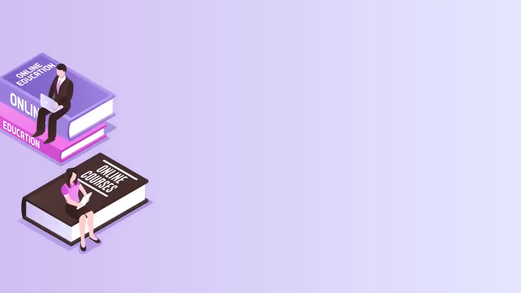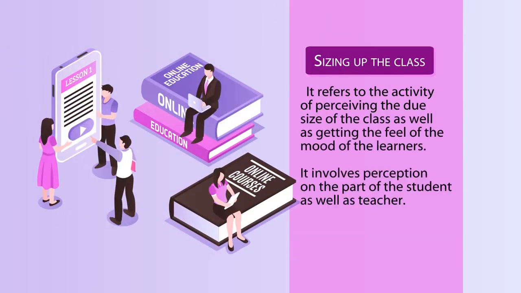There are a few operations of the interactive phase. The first operation of the interactive phase is sizing up of the class. This step refers to the activity of perceiving the due size of the class as well as getting the feel of the mood of the learners. It involves perception on the part of the student as well as the teacher.